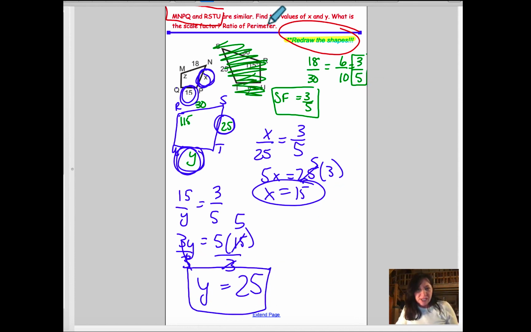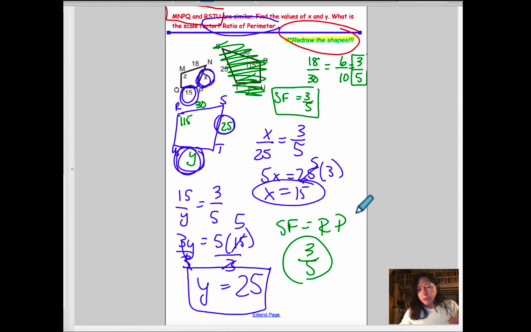The last question says, what's the ratio of the perimeters? It's going to be the same thing as my scale factor. My scale factor is 3/5. That means my ratio of perimeters is also 3/5. If I was asked for the ratio of areas, we would take this value and square it, which would make 9/25.